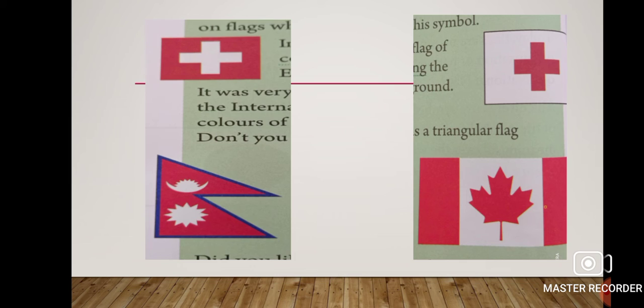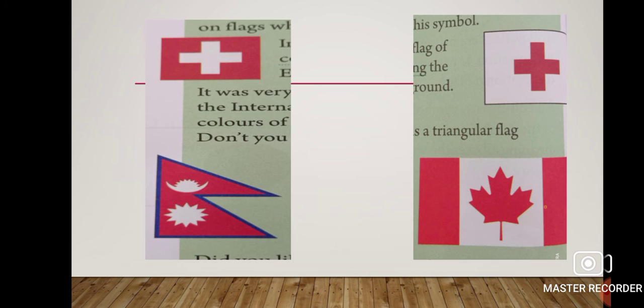I also read two very interesting facts. Nepal has a triangular flag and the Swiss flag has a square shape.